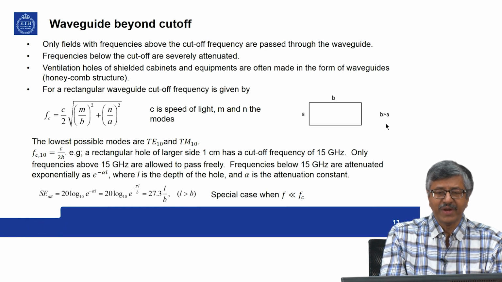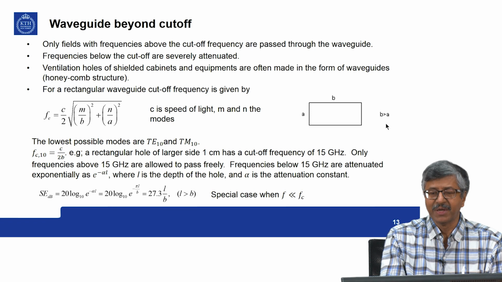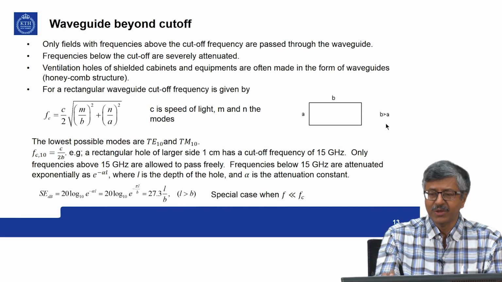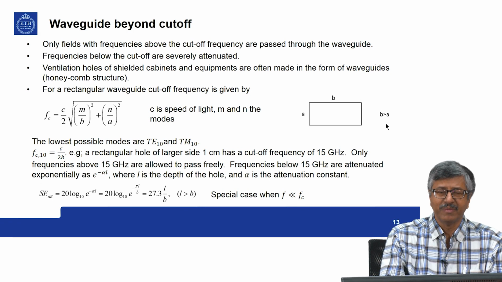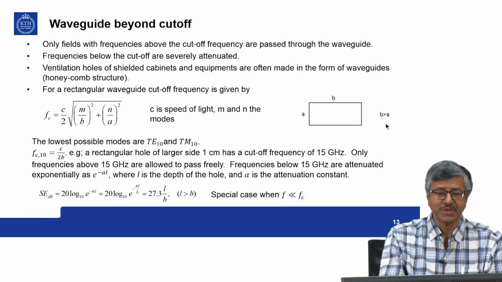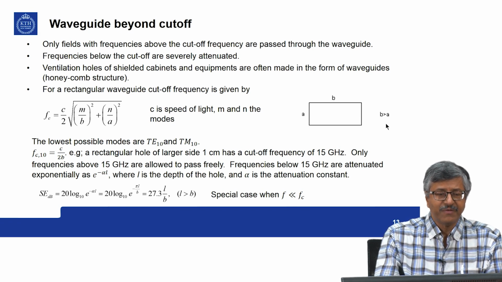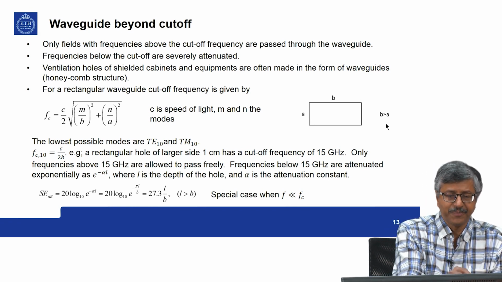Only fields with frequencies above a particular cutoff frequency are passed through the waveguide, and all those frequencies below that cutoff frequency will be attenuated. So, what will be that cutoff frequency? From the theory of electromagnetics, you can find it in electromagnetic textbooks. That frequency is given by this formula.